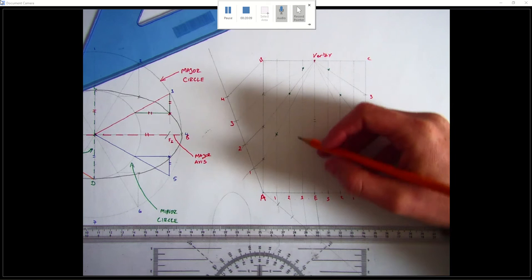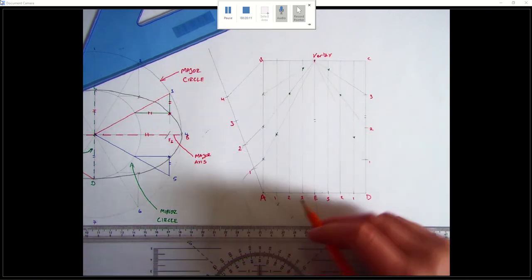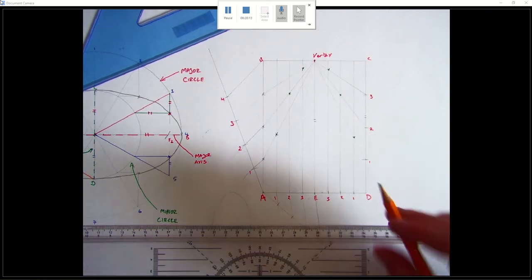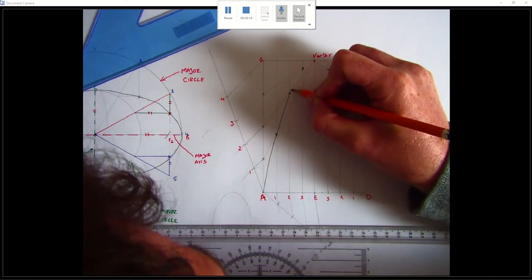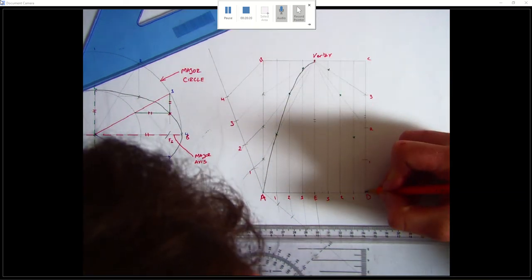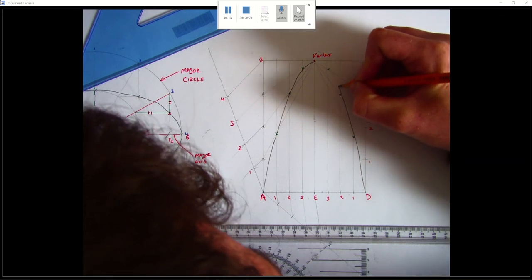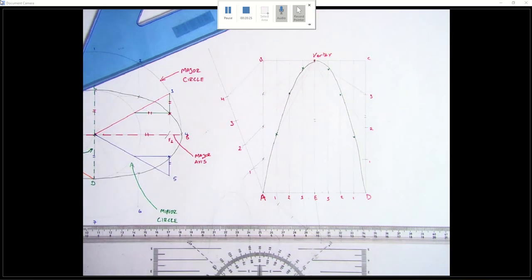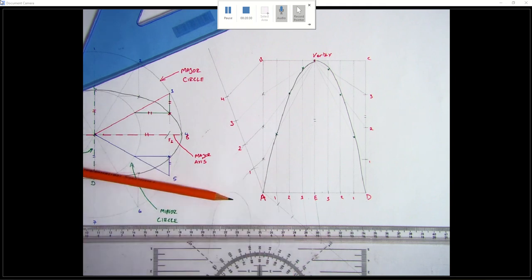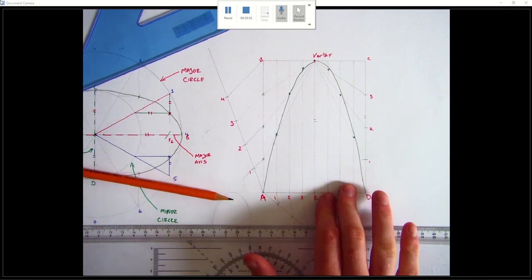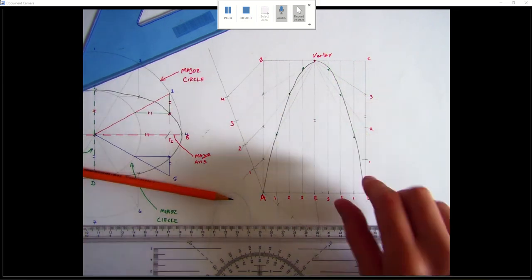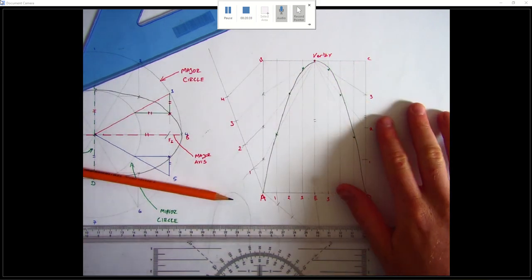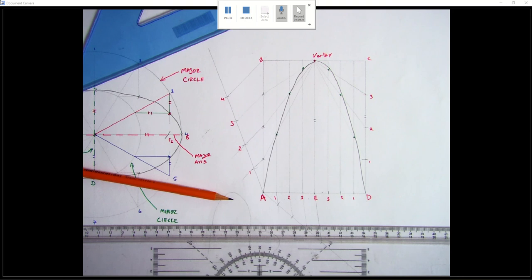Similar to the ellipse, it's going to be a freehand curve. We're always starting down the bottom at this point here, and we're working our way up. So we're going to join all these points, and we're left with our parabola like this. It's the exact same principle for constructing that parabola if it's going in the opposite direction. No matter what direction it is, it's the exact same principle. It's just your lines will be running in different directions.